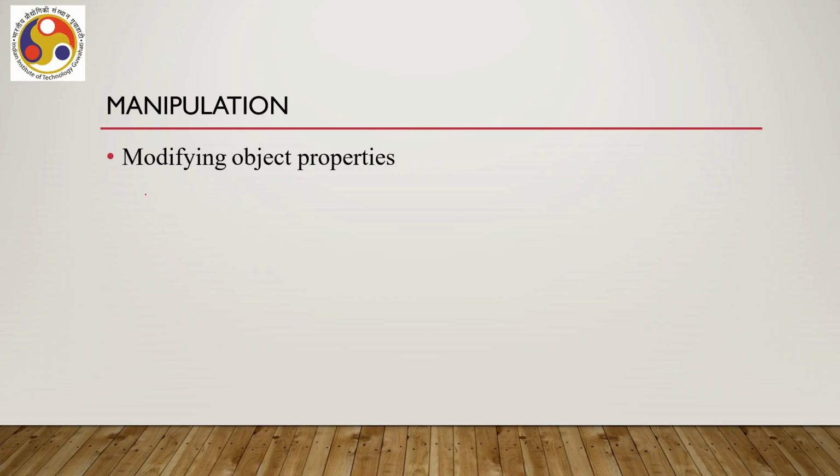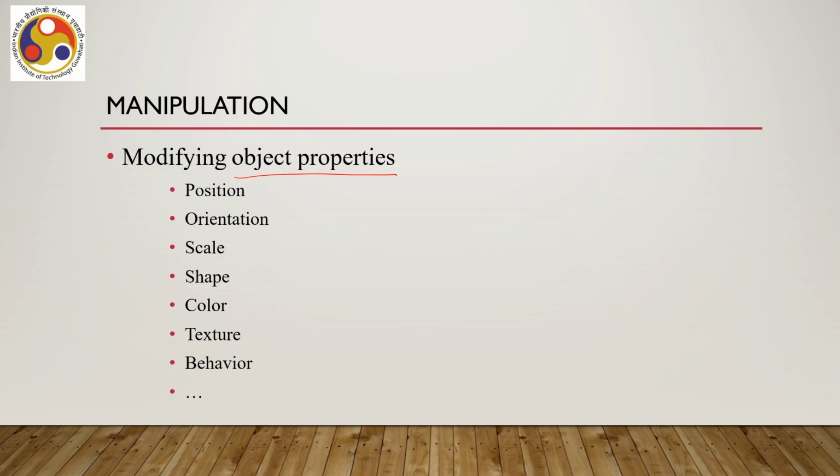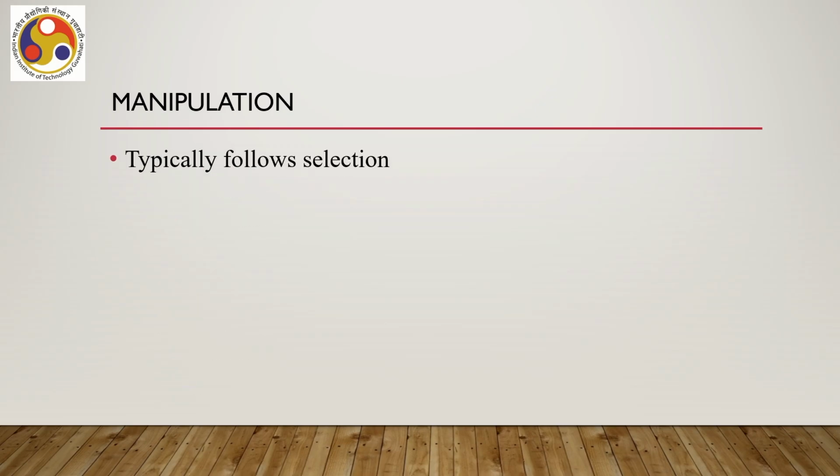In manipulation, what we do is we modify the object properties such as position, orientation, scale, shape, color, texture, behavior even, and so on. These properties are essentially what we try to change when we refer to manipulation techniques. As is obvious, it typically follows selection. After selection, we are supposed to do some manipulation.